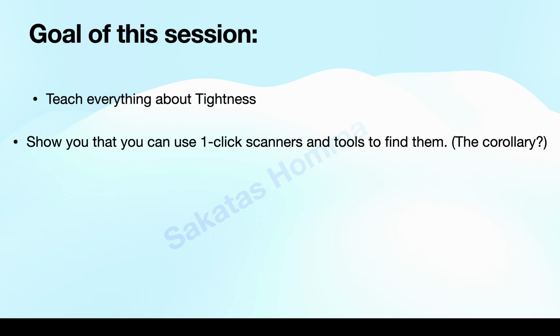The second is also to show you that you can actually use one-click scanners, tools, dashboards, whatever you want to call them, to find the tight areas, okay? And what is the corollary to that? The corollary is that you don't have to spend 2-3 hours going through 1,000 stocks to find the tightness. Now, I'm not saying that that's not a good thing to do.